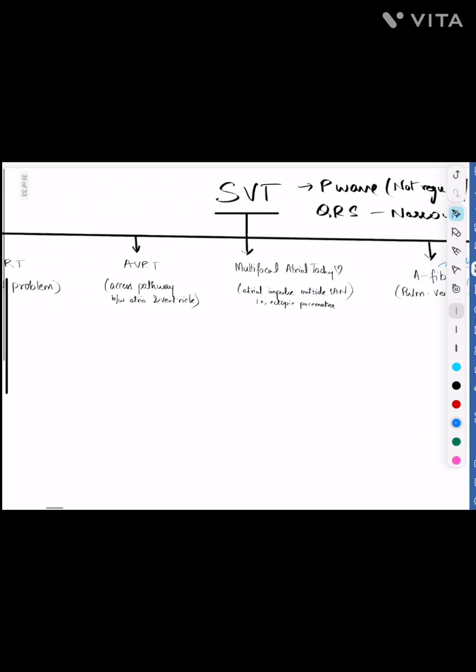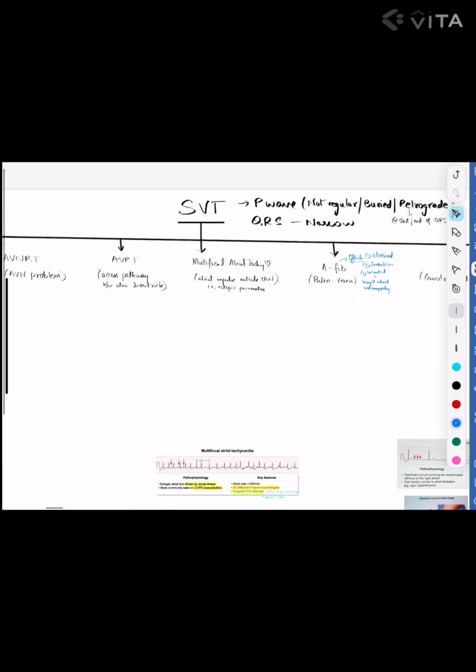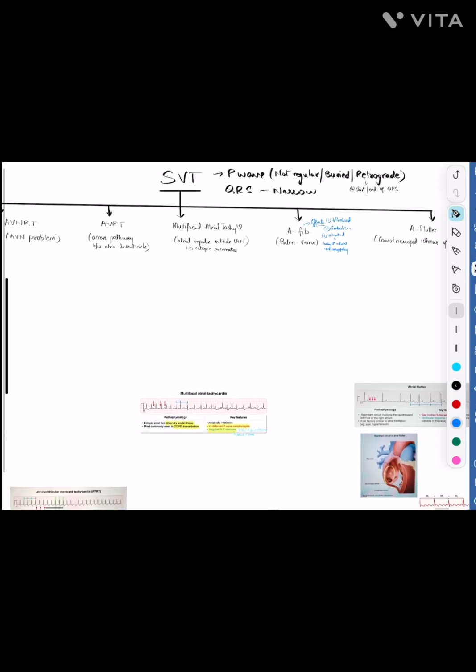Let's talk in detail about the different types of arrhythmia. In the supraventricular arrhythmias, as you can see, the P waves are not regular, that is, they are either buried, or you have retrograde P waves, that is, at the start or end of the QRS complex, and the QRS complex is narrow. And the T wave is present.